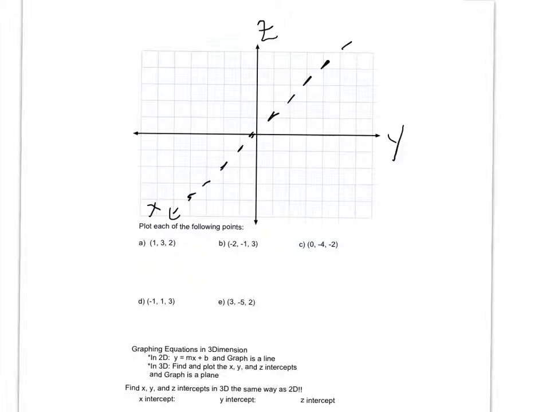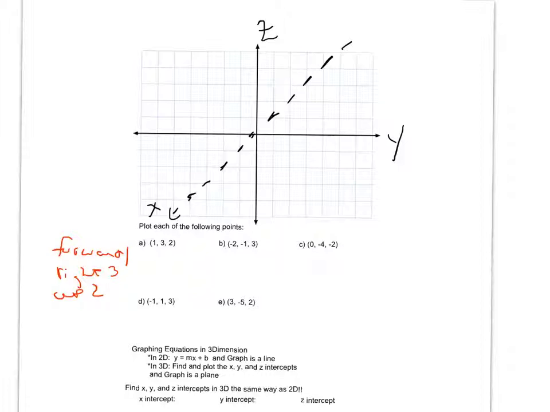So when we plot points, we're going to talk about, do I go forward or backward? Do I go left or right? And then do I go up or down? So if I look at each of these points, if I look at letter A, so I'll try to do a different color for each one. So letter A, number 1, or the first coordinate, tells me how far to go forward or backward. So this tells me to go forward 1. It tells me to then go right 3, and then go up 2.